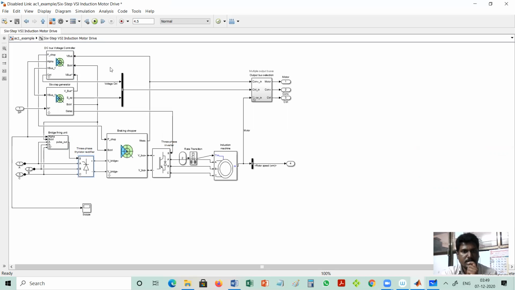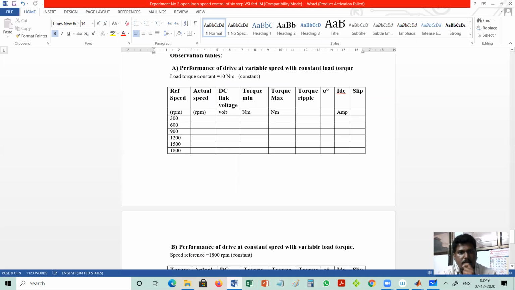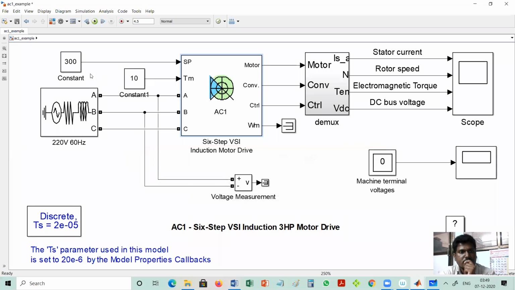Now we will perform the experiment. For the first reading, the speed reference is 300 and the load torque is 10 newton meter. So here the speed is 300 and the load torque is 10 newton meter. Now I will run it.